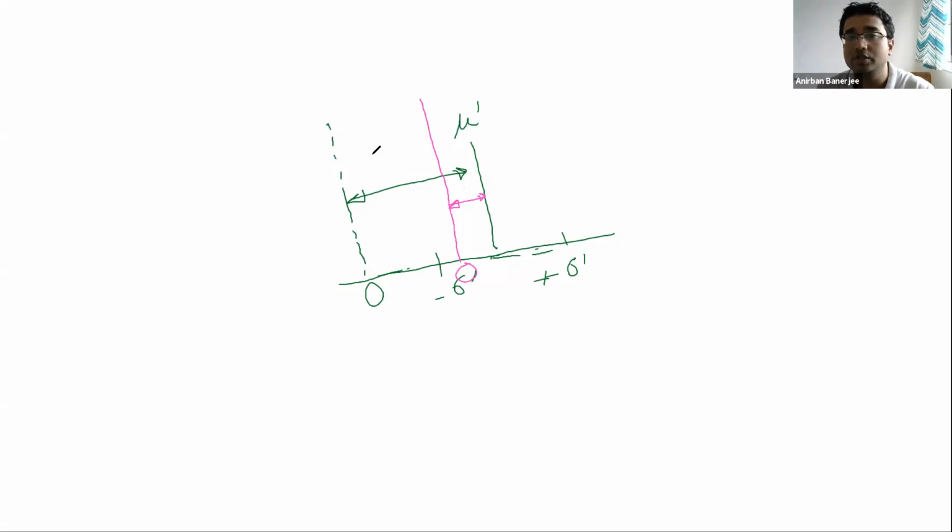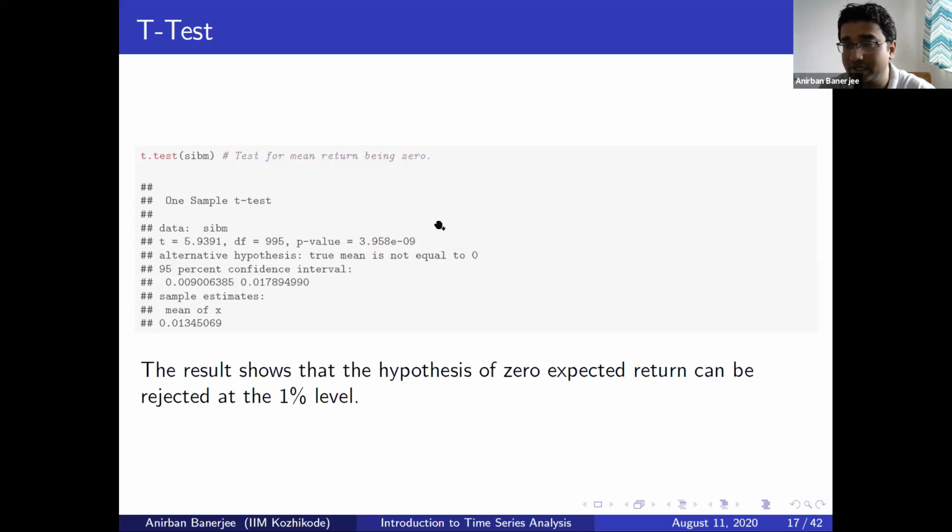So here we want to see through a t-test if the mean return for this SIBM series is different from 0 or not. What you see, the t value is 5.93, degrees of freedom being n minus 1, so 996 observations. The p value is very low, 3.958e-09, so this is almost 0. Your alternative hypothesis is that the true value is not equal to 0.